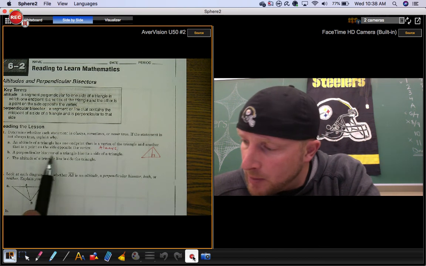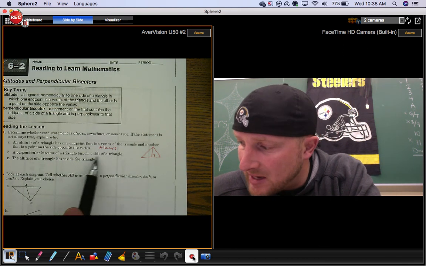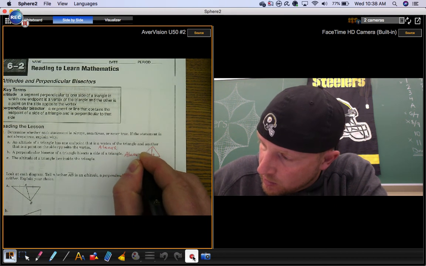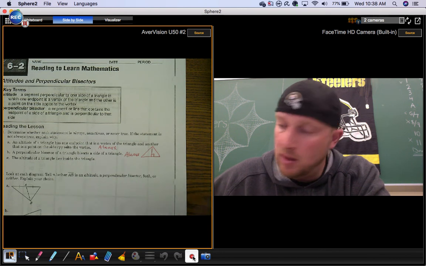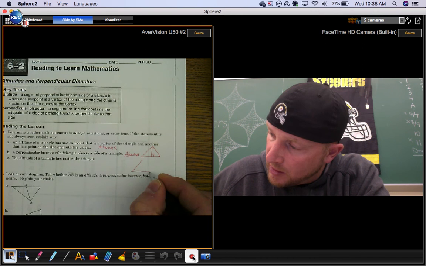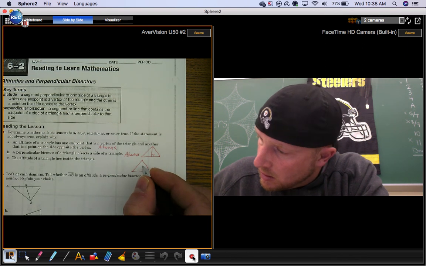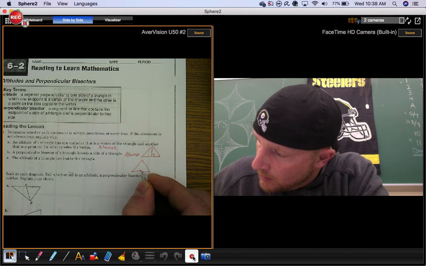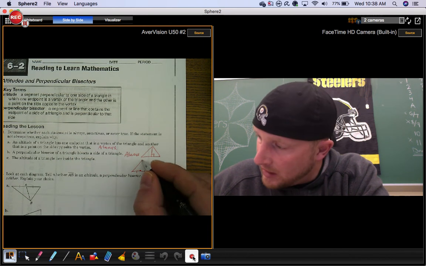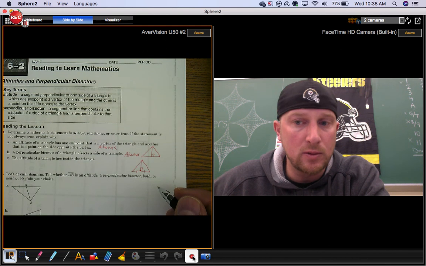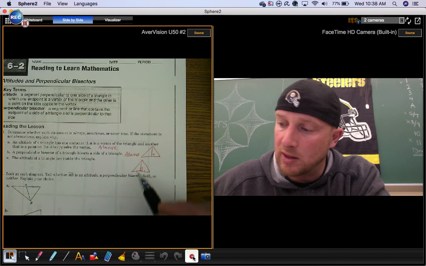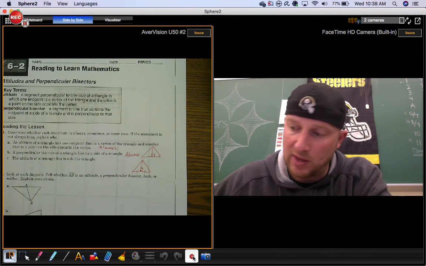B, a perpendicular bisector of a triangle bisects a side of the triangle. That's always true as well. And again, it's not a complete definition. A perpendicular bisector must bisect one side, so that has to be a midpoint, but again, you also have to have the right angle. So what they said is not wrong, it's always true, but it's not a complete definition. So just be careful with that.